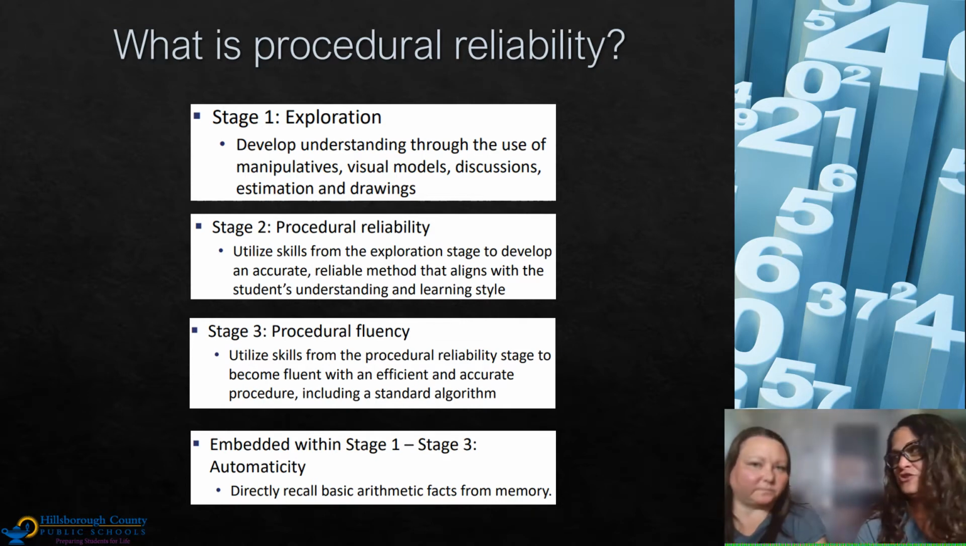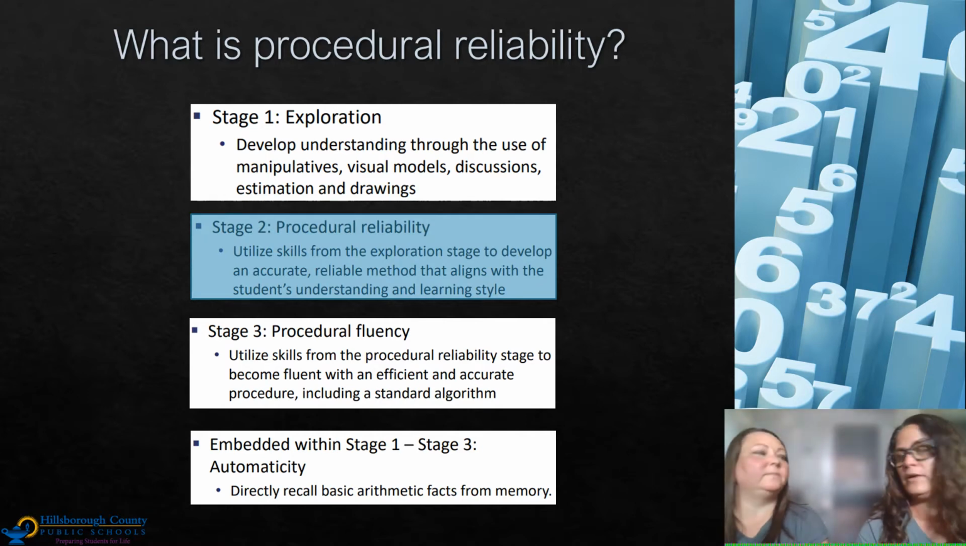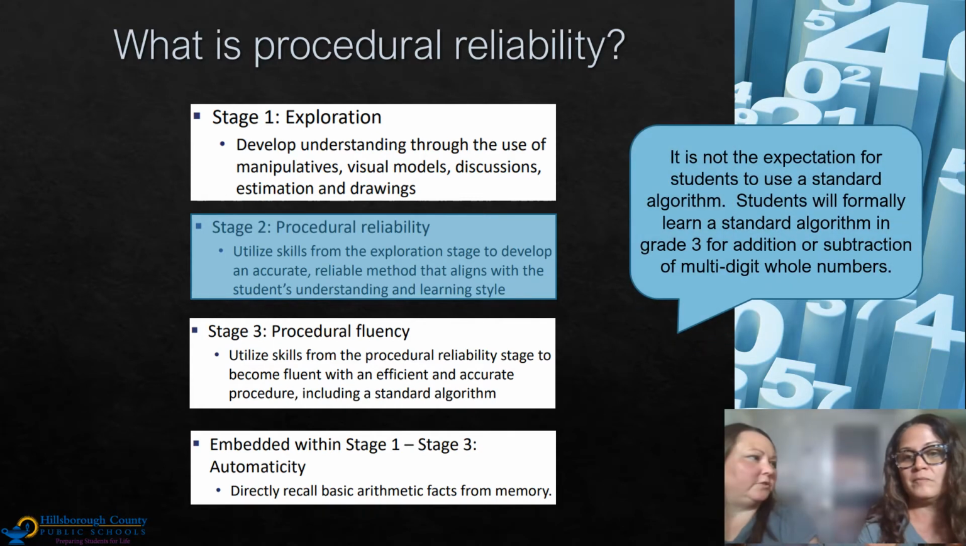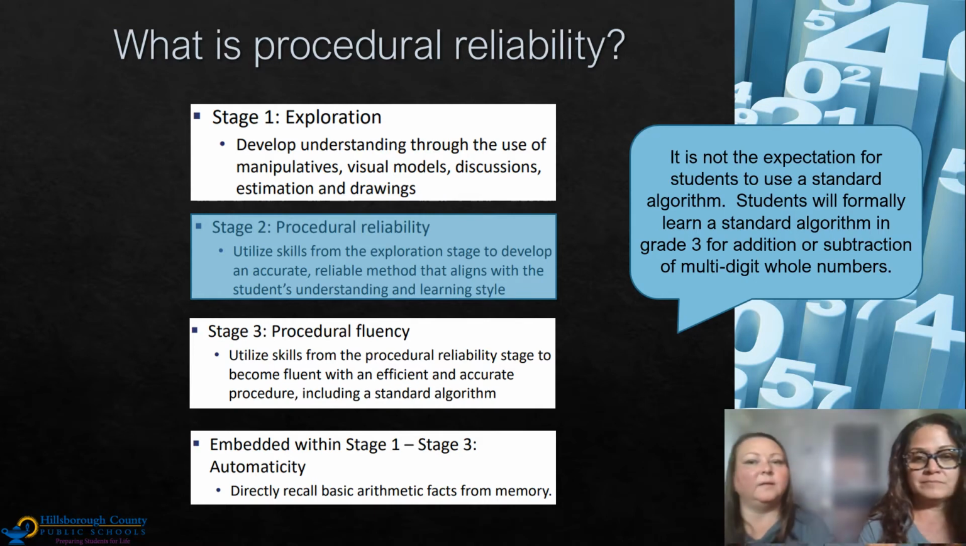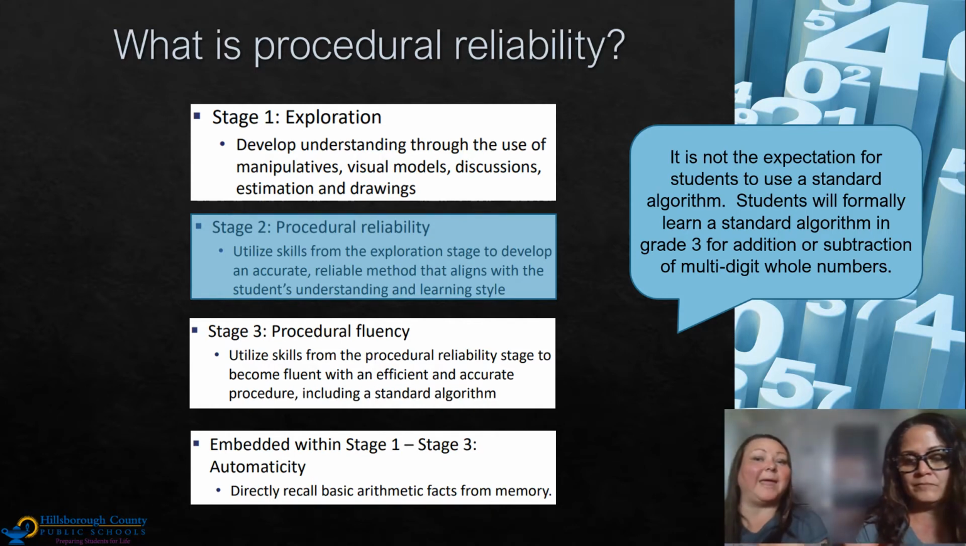I think that stage 2 is really important because that's where our students are able to be exposed to varying methods that could support their way of thinking to solve the problem. Yep, moving them to a little more efficient strategy from that exploration. And then it's not expected for students to use a standard algorithm in second grade. Students will formally learn a standard algorithm in grade 3 for addition and subtraction.